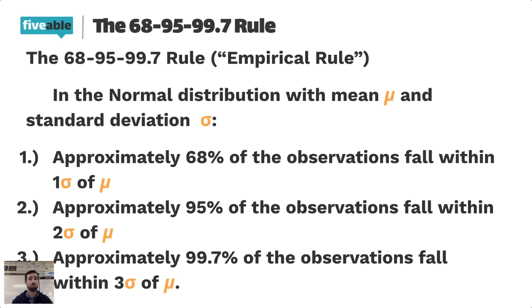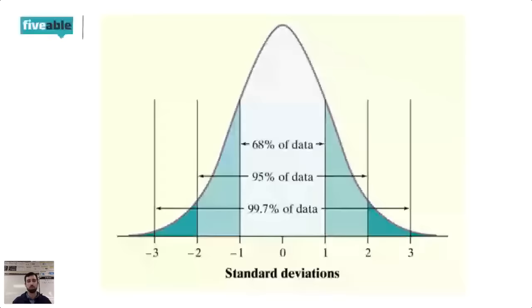If I go out two standard deviations, I'm going to cover 95%. And if I go out three standard deviations, I'm covering most of the data. I'm covering 99.7% of observations. So going out three standard deviations pretty much covers everything. Now, this is kind of where z-score comes into play. And here's just an image of the empirical rule. So going out three standard deviations, you're really covering most of the data.